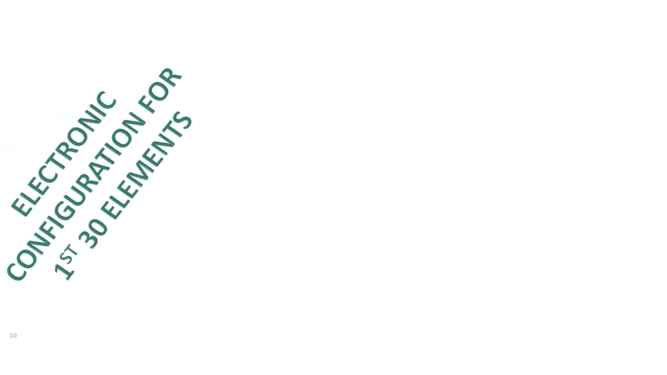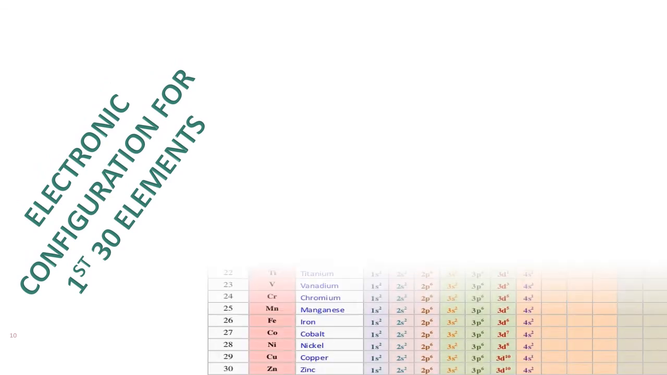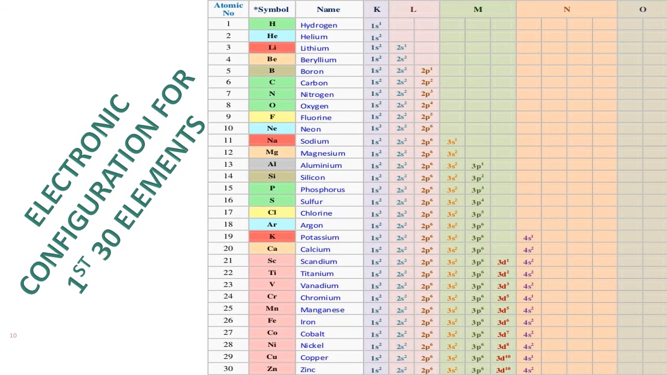Now, here are the electronic configurations of the first 30 elements. Please practice. Any problem, I will discuss in our next video.